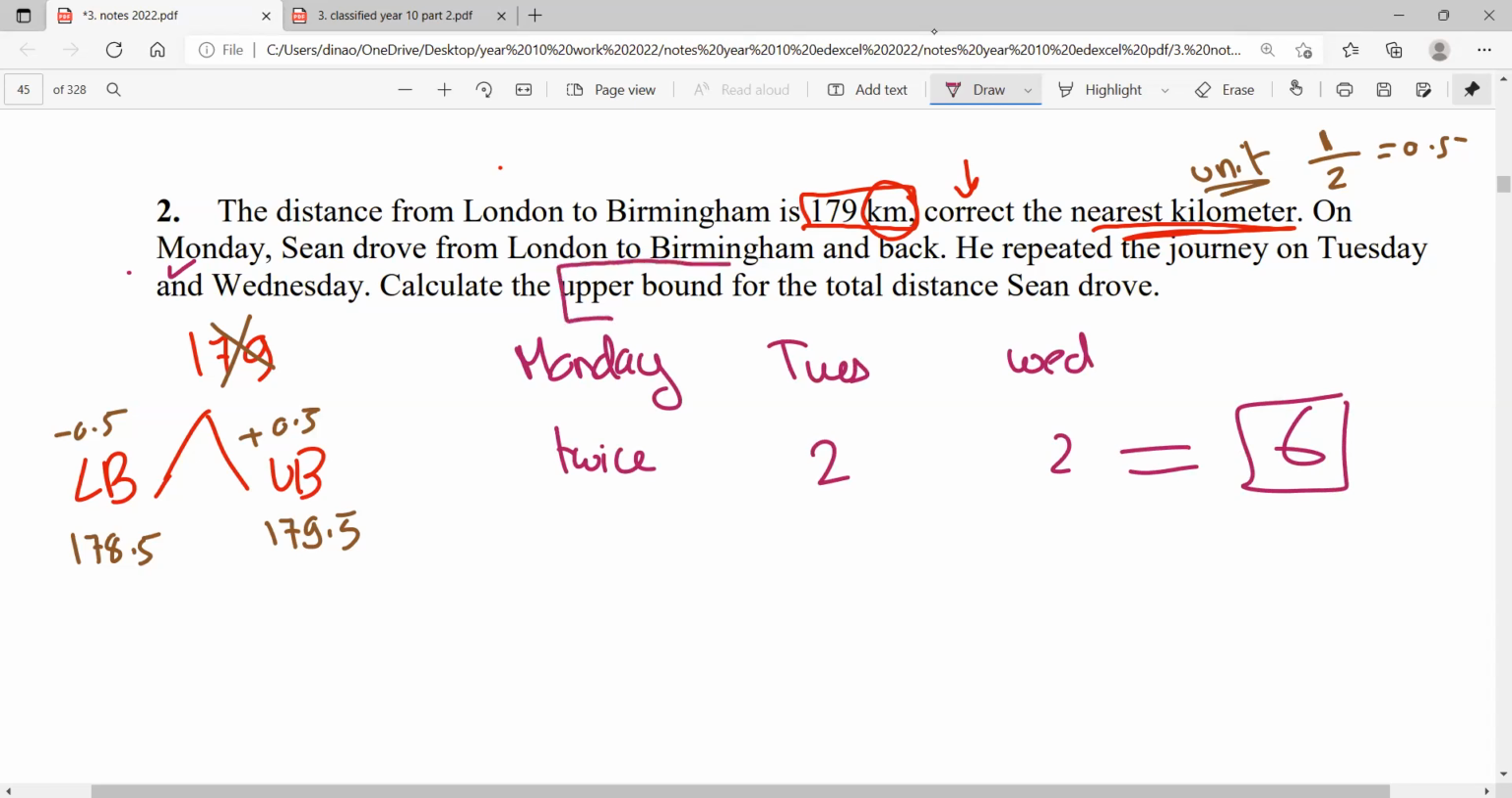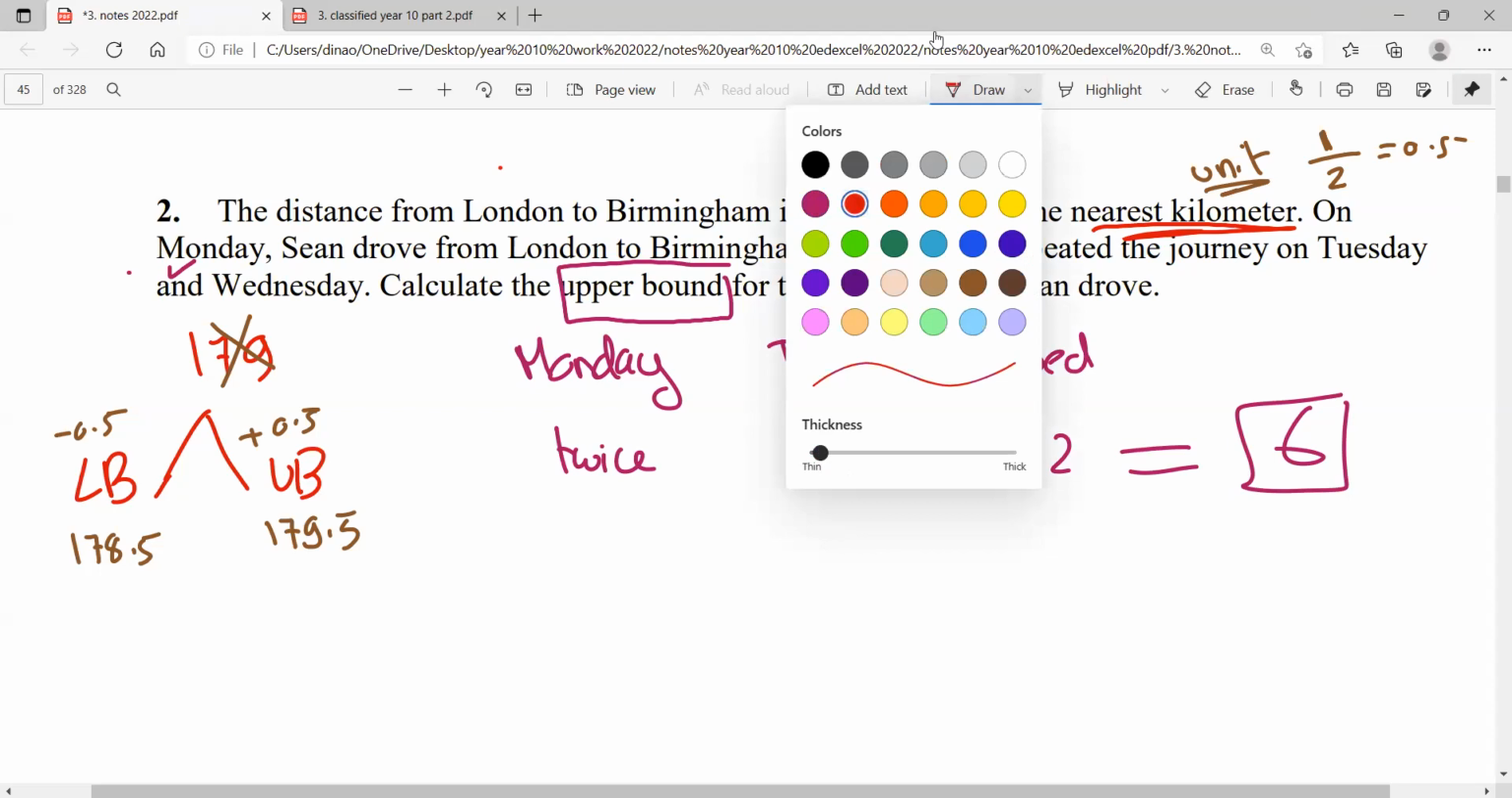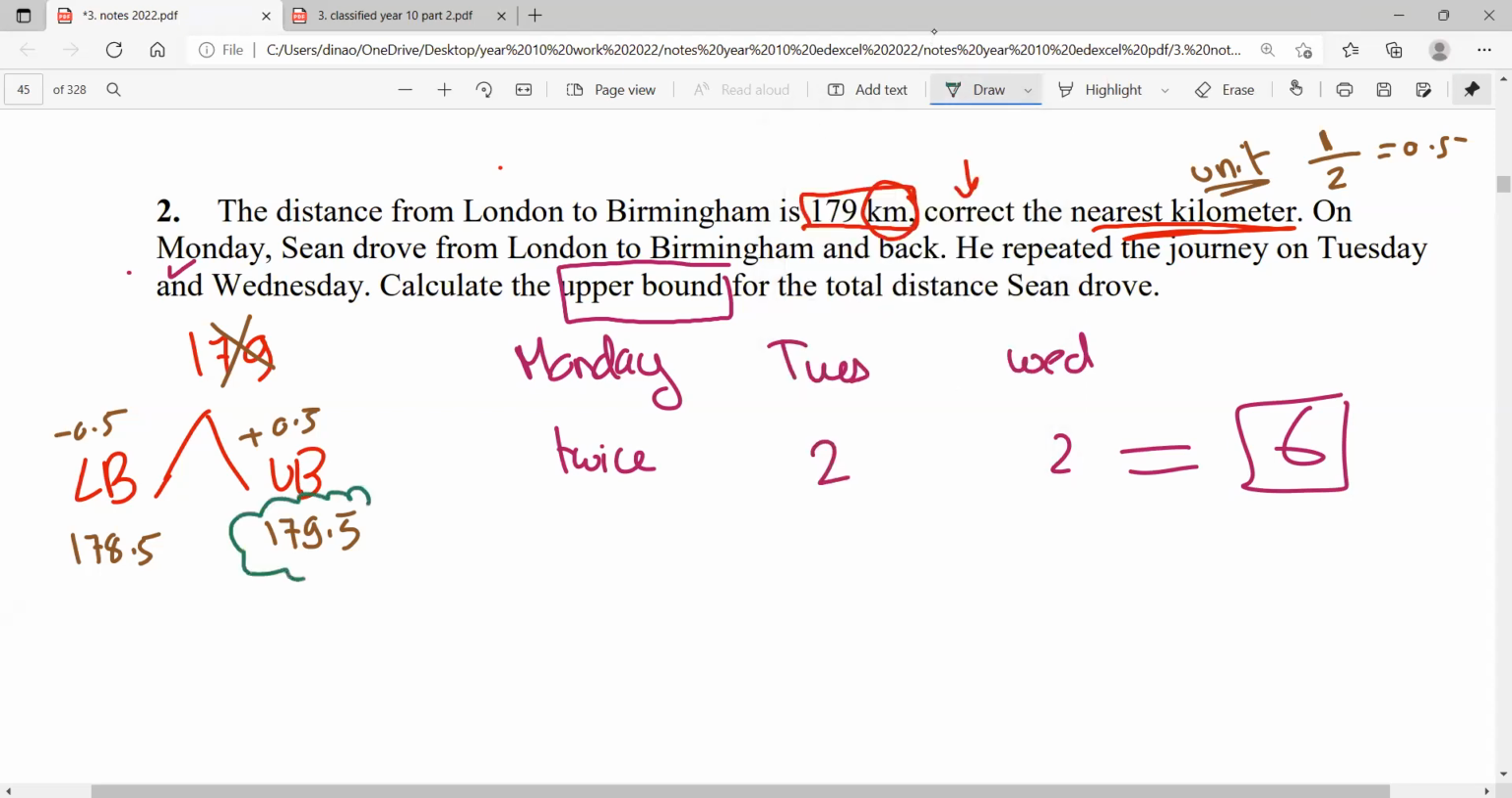Calculate the upper bound for the total distance. So which number will I need from the bounds? طبعا I will need the upper bound. عشان هو عايز أكبر مسافة مشيها شان ده. So I take the upper bound and I multiply it by 6. 179.5 multiplied by 6. So I get the total distance traveled by السيد شان. صح? Monday, Tuesday, and Wednesday. London and back, London and back, London and back. And راح وجي, راح وجي, راح وجي. So he did it 6 times.